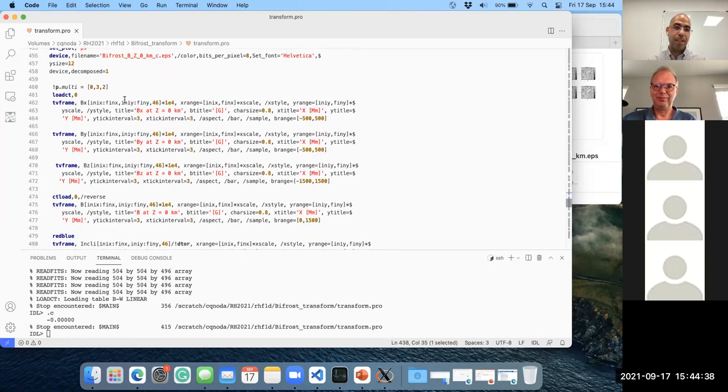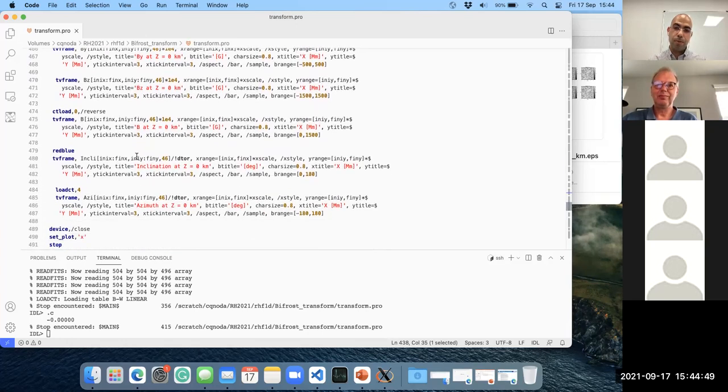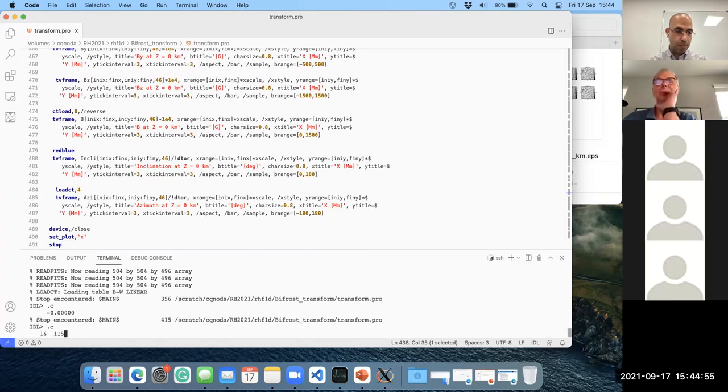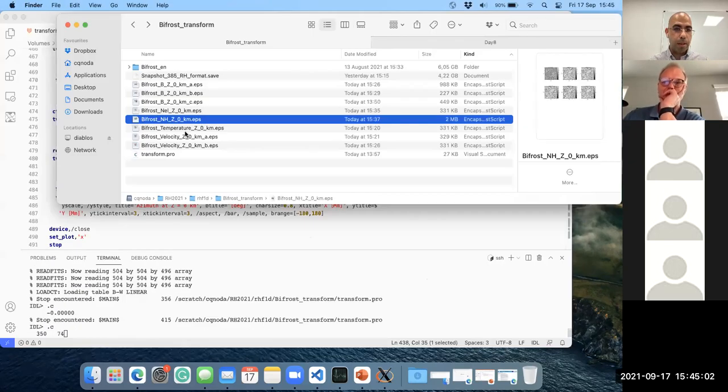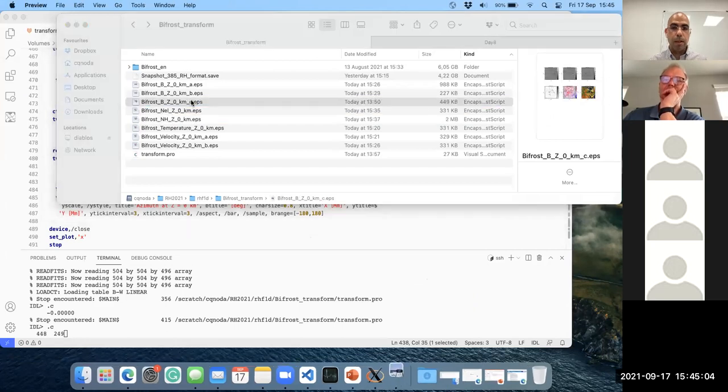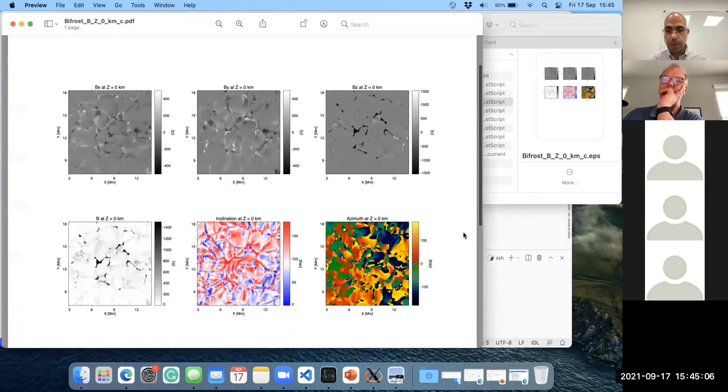So in this case, I will have two rows with panels. The first row is Bx, By, and Bz from the original plot, but only in the network patch. And then the second row will be the field strength, the inclination, and the azimuth. Okay, then let's go there. This is a loop. Sorry, it will take some time, but just forget about it. I already have the result here, and this is how it looks.